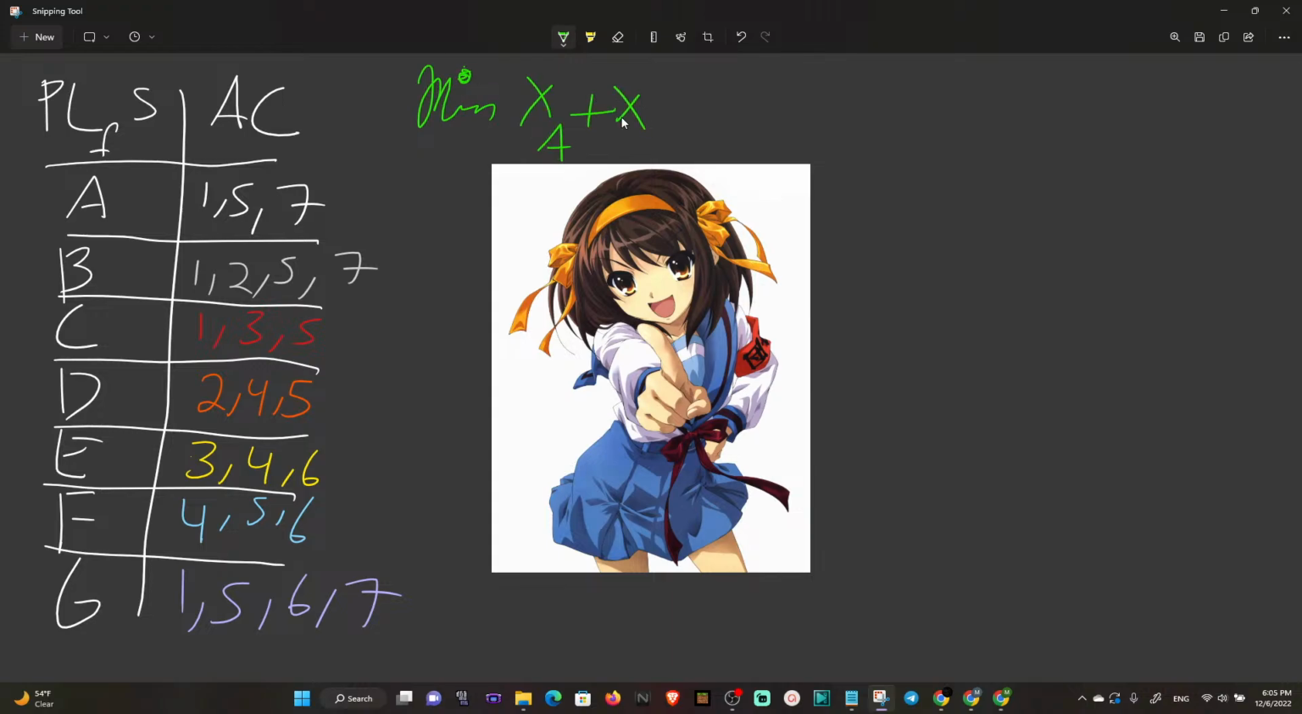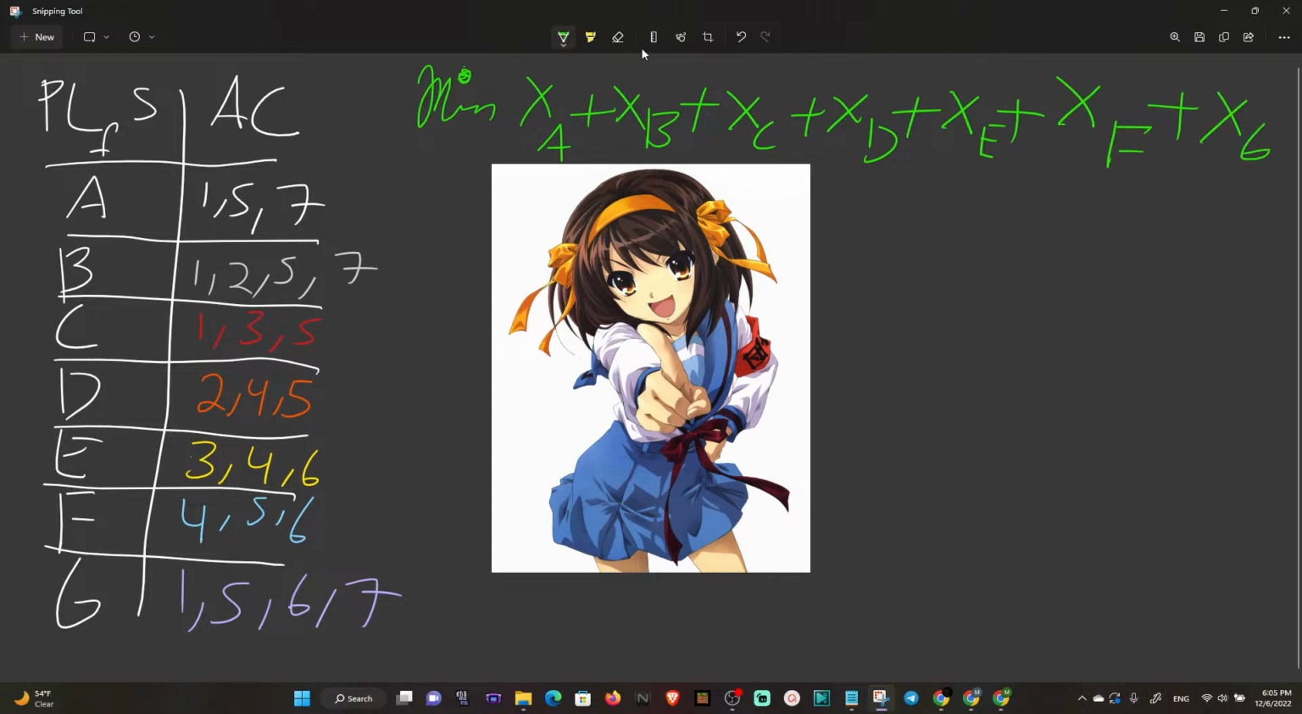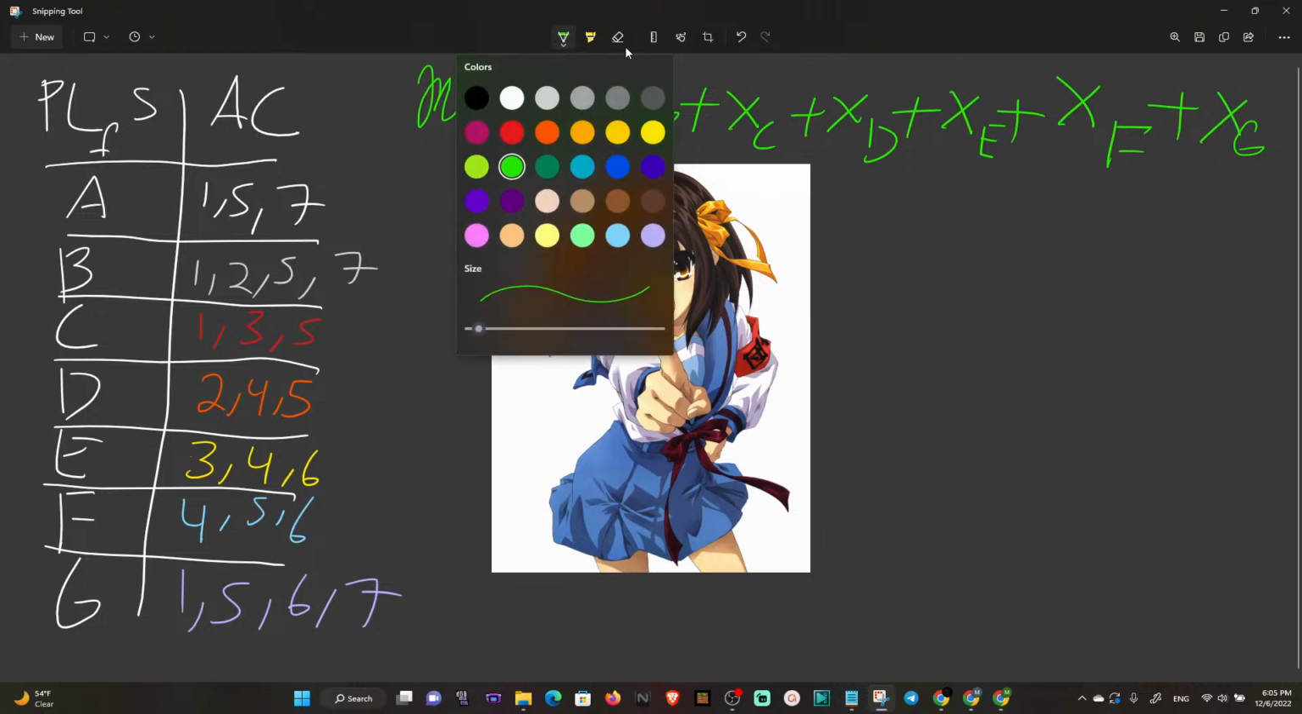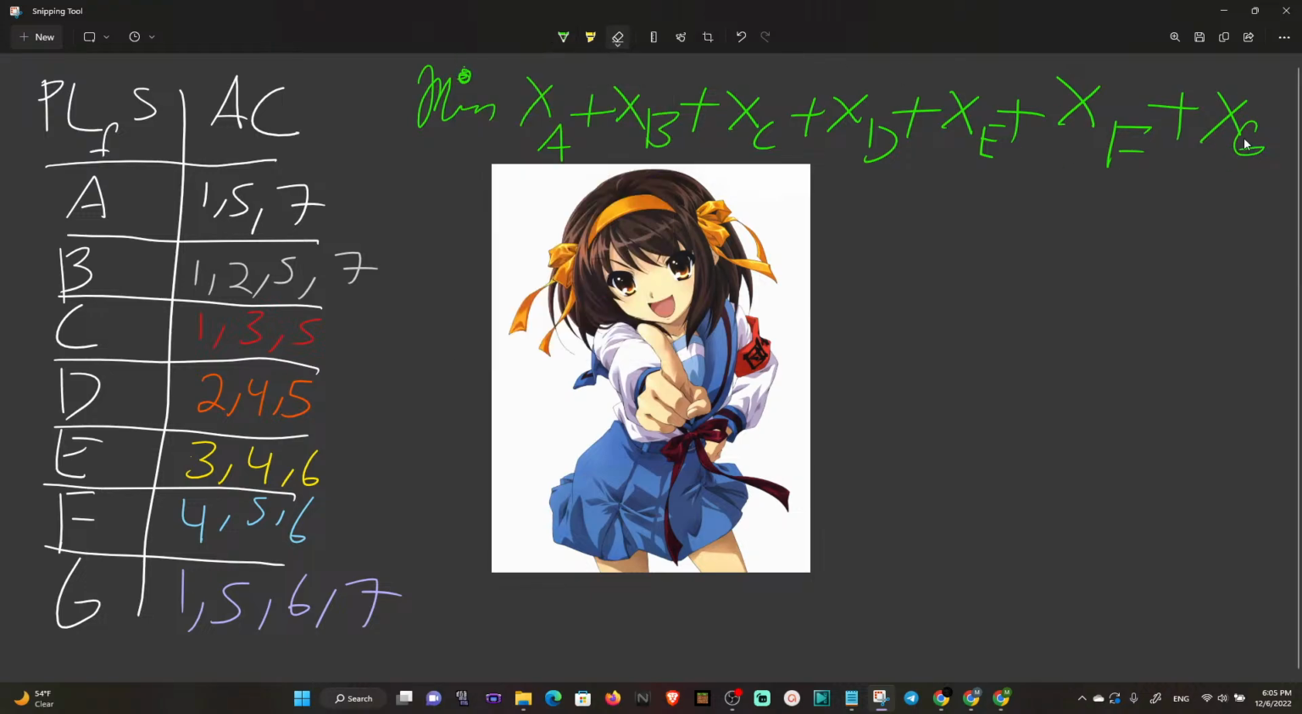XA plus XB plus XC plus XD plus XE plus XF plus XG. Yep, that's a 6, not a G, Miguel. Fix that. Don't you just dislike the letter G? It's so weird writing it. Don't you agree?